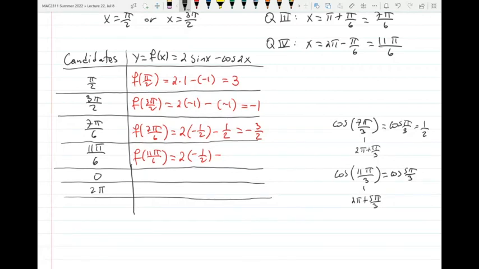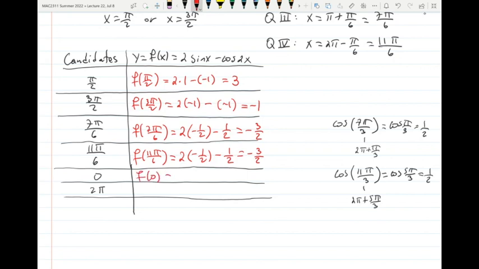Now 5 pi over 3, this is 300 degrees. So this is more than 3 pi over 2. Because it's 5 times 60, so it's 300, more than 270. So this is in quadrant 4. In quadrant 4, cosine is positive. So this is going to be positive 1/2. So now here we do get negative 3/2 again, because it will be negative 1 minus a half.